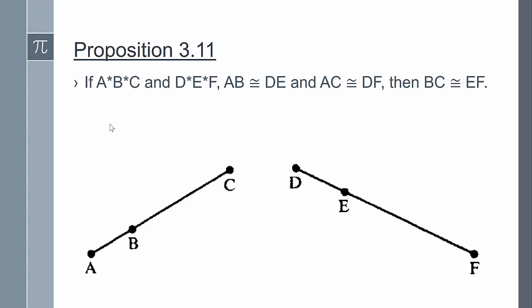Proposition 3.11 states that if B is between A and C, and E is between D and F, and segment AB is congruent to segment DE, and segment AC is congruent to segment DF, then segment BC is congruent to segment EF. The proof of this proposition is given in the homework section. It's a homework exercise to justify each step of the proof. So we can think of this as a segment subtraction proposition.